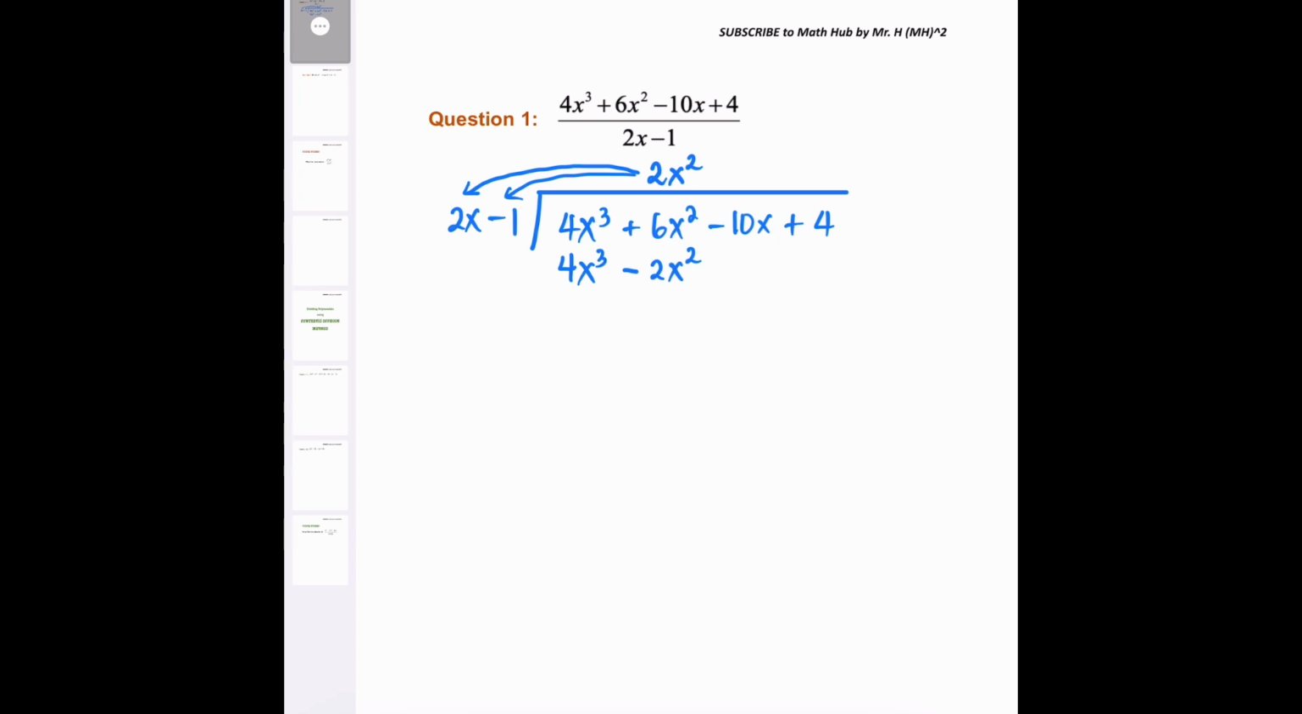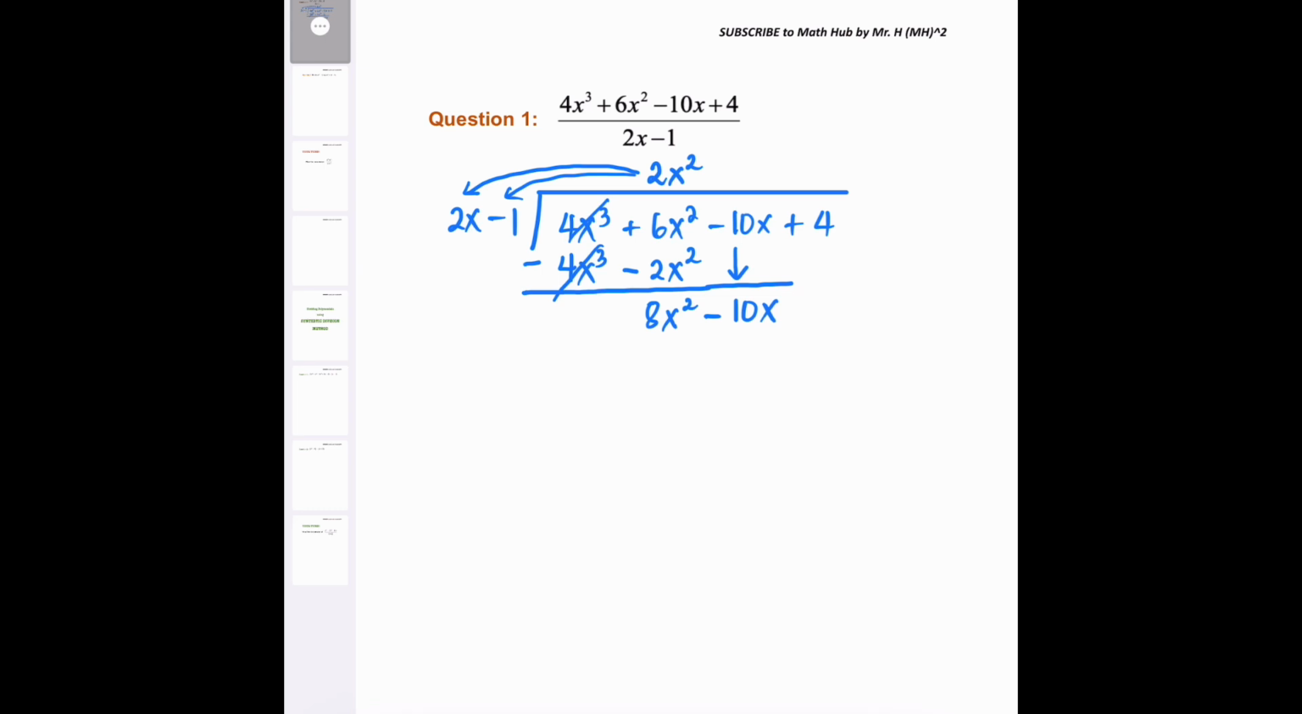So after multiplying, we need to subtract the product that we got from the first two terms of the dividend. So we're going to have 4x cubed minus 4x cubed is 0. So we cancel that out. Then we have 6x squared minus negative 2x squared is going to give us 8x squared. And the next thing we need to do is to bring down negative 10x.